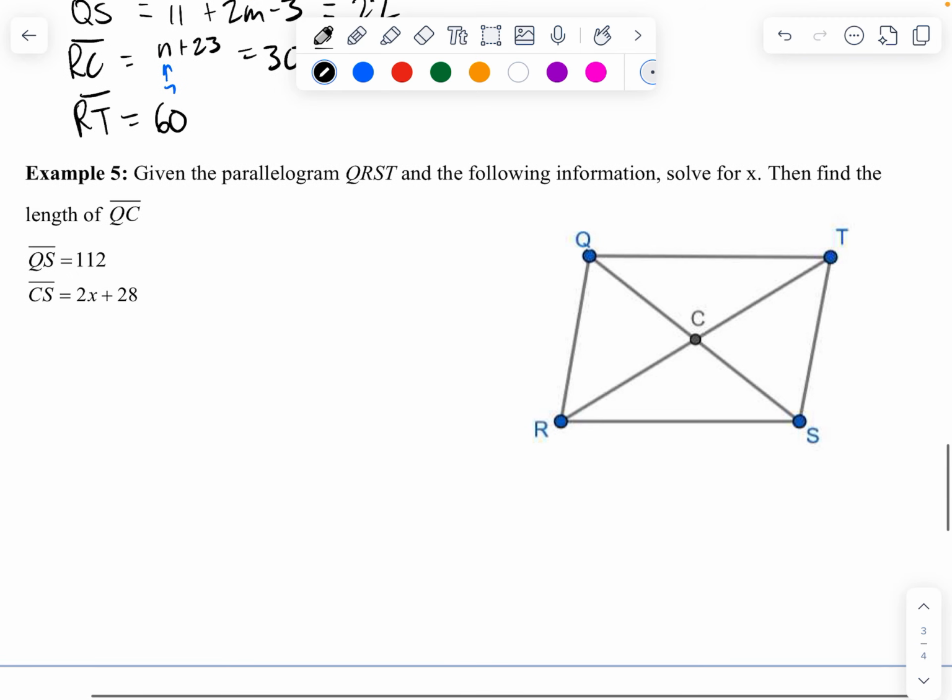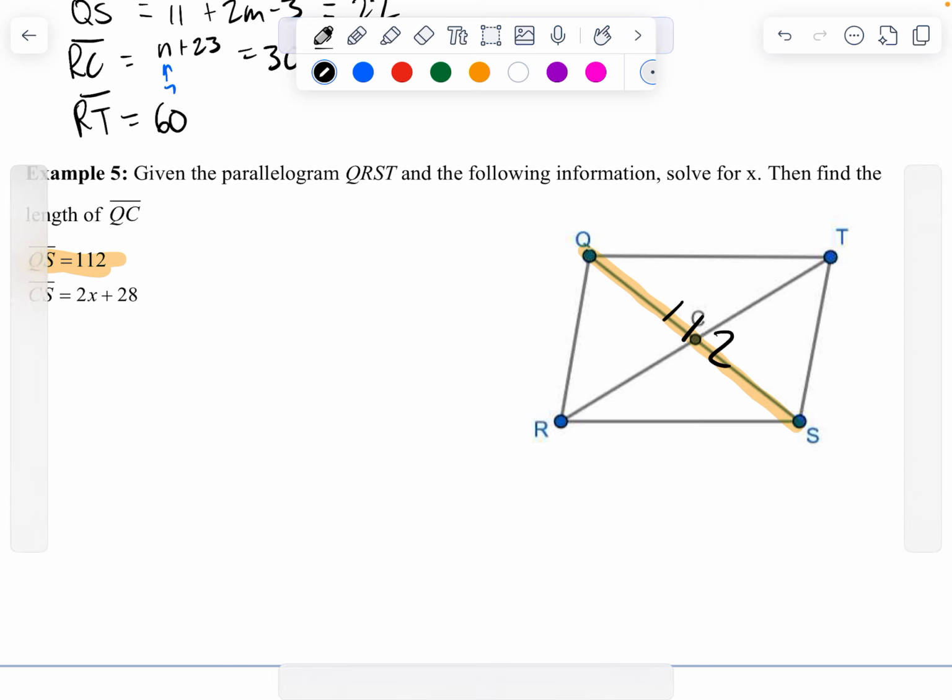Okay, example 5. Given the parallelogram QRST and the following information, solve for x, find the length of QC. So first off, we're looking at a couple of things. The length QS. QS is this entire length right there. And that entire length is told to be 112. C to S is just that length right there. And that is 2x plus 28.